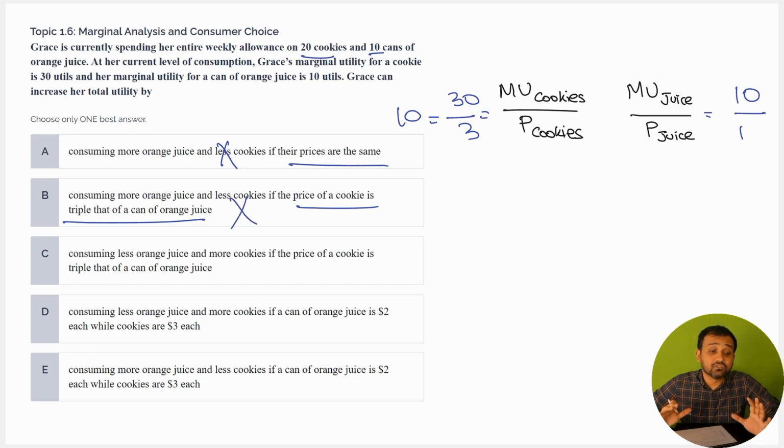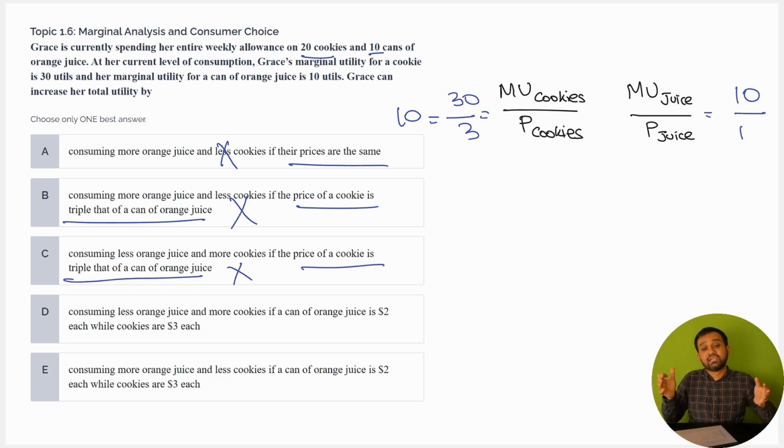Option C, consuming less orange juice and more cookies if the price of a cookie is triple that of an orange juice. This is also incorrect because this is the same scenario we just looked at, where the price of a cookie is triple that of a can of orange juice. But as we know, in that situation, she should continue to consume whatever she was. She cannot increase her utility by doing anything else because her marginal utility per dollar are equal in this scenario.